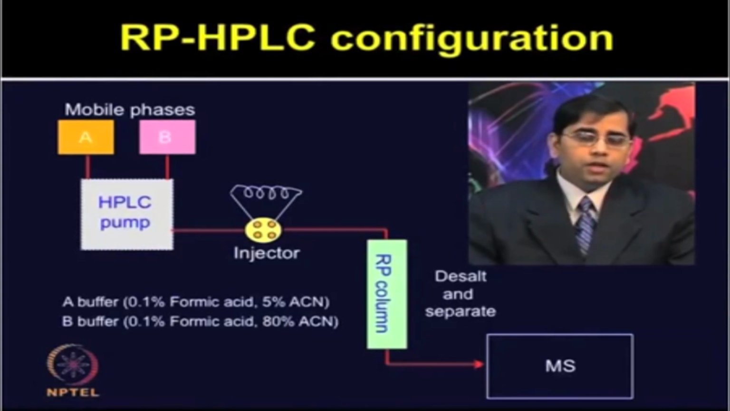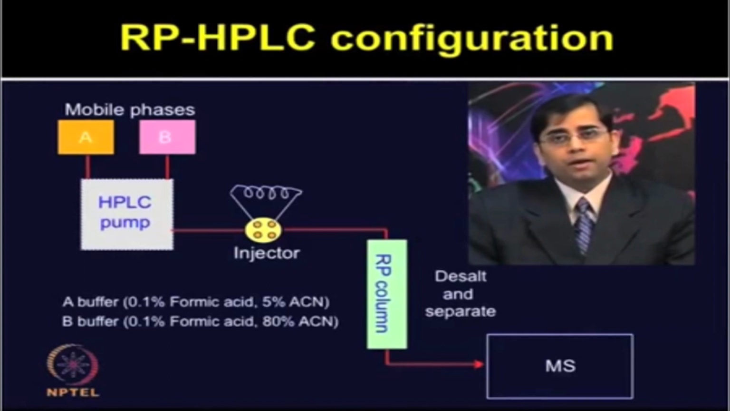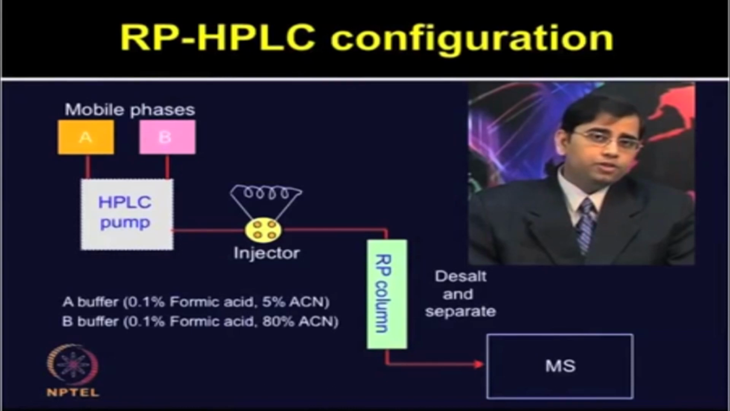So, first of all, equilibrate the system in buffer A, then load the peptides and wash those. Then run the gradient of increasing mobile phase B. Now, wash the reverse phase with buffer B and then re-equilibrate in A. In this way, the peptides can be separated, and prior to MS analysis, it can be desalted so that there is no interference of salt.